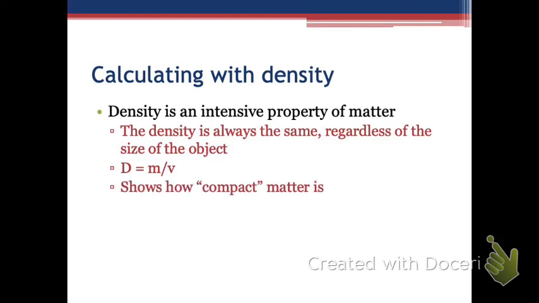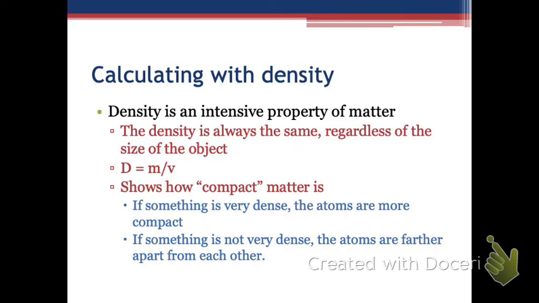What density shows us is basically how compact our matter is. Does anyone know the density of water? It's 1. 1 gram is equal to 1 milliliter. So when we're talking about float or sink, we're really talking about densities greater or less than 1, right? If something has a density greater than 1, what will happen to it in water? It will sink. Okay?